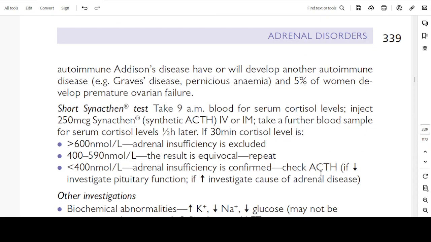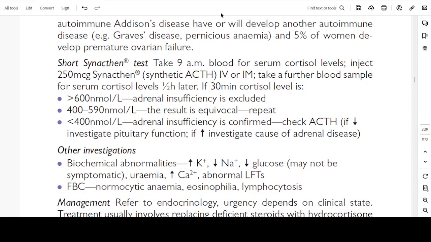50% of patients with autoimmune Addison's disease will develop another autoimmune disease like Graves' disease or pernicious anemia, and 5% of women develop premature ovarian failure.